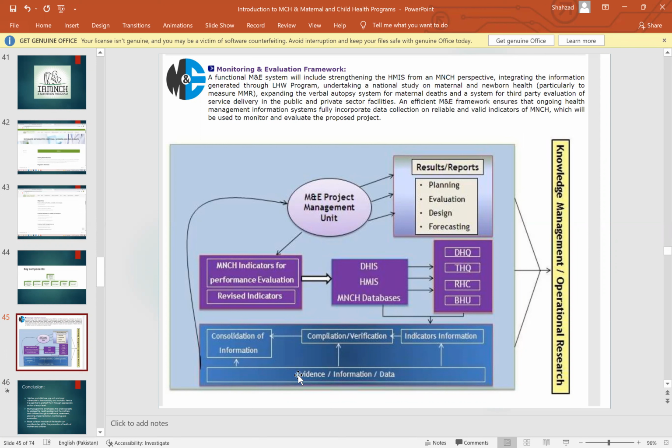So if we see the evidence in the information data, compilation, and indicator information, as for the monitoring and evaluation project management and its indicators, then these are the databases, and from BHU, RHC, DHQ, DHQ is taking results and everything, and it is a knowledge management and operational research. All of this is used further in this.